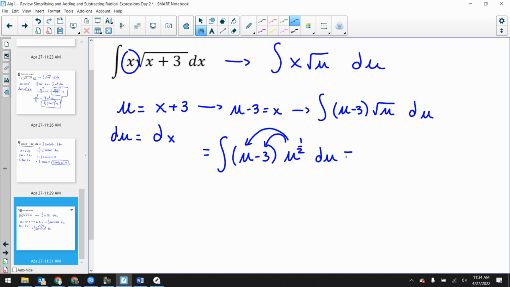Okay, so that's the integral of. Now, don't forget, when you're multiplying with bases, you're adding the exponents. So that's like saying 1/2. If you want to do fractions or decimals, it doesn't really matter. It looks like I did fractions. I'll do decimals here then. If you want to see the fraction version, it is in the key. So that is u to the 1.5 minus 3 u to the 0.5 du.